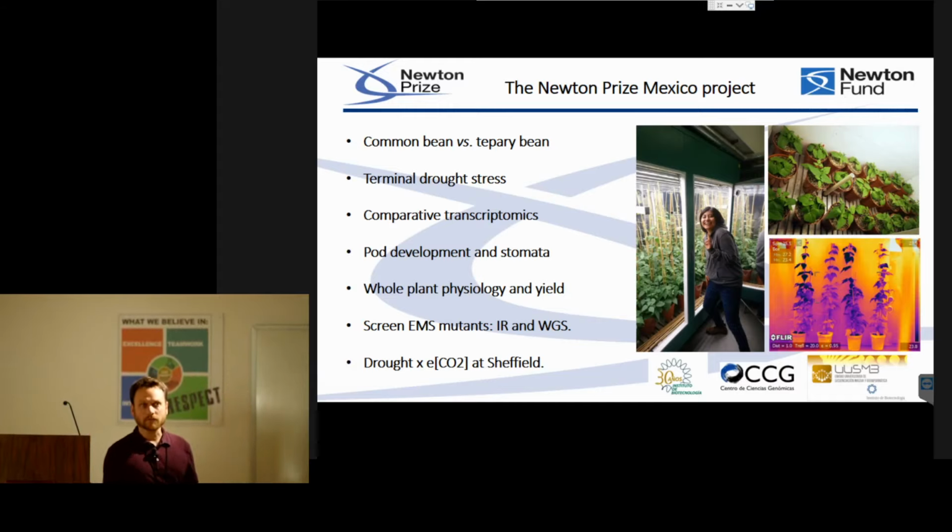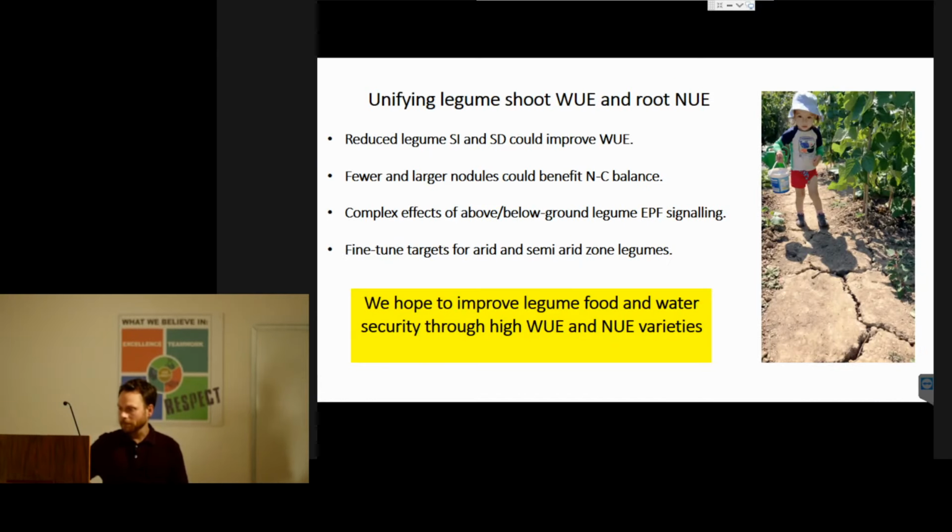And this is between Sheffield and UNAM again. Now, we're also screening EMS mutants that were developed by Tim Porch in Puerto Rico. And with the help of the Newton Fund, we are trying to find mutants in stomatal density related genes and then understand what's going on in terms of drought, in terms of rhizobial responses as well.